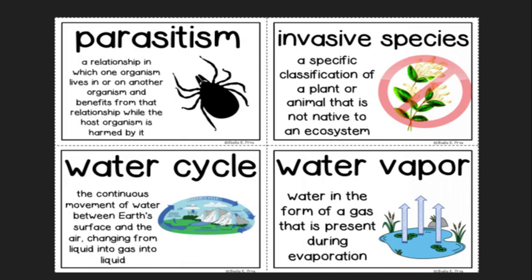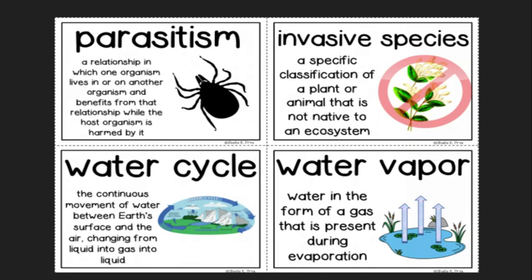All right, so parasitism is a relationship in which one organism lives in or on another organism and benefits from that organism while the host organism is harmed by it. So we've had conversations before about how Ms. Kernu hates camping, and I've told you stories about ticks. Ticks are a type of organism that will attach itself to your skin and will harm you. But meanwhile, they're living their best life.